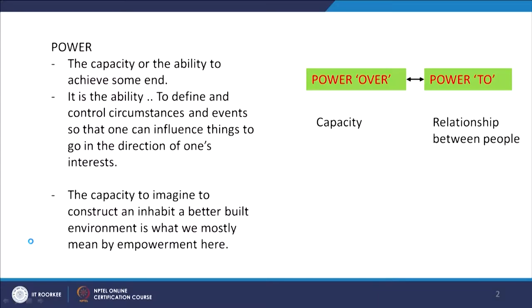In fact, there are two kinds of power which Dovey talks about, following various anthropological literature on power: power over and power to. Power over is basically one's capacity to influence or do things the way he wants to get them done. It talks about a capacity so that one can get things done from others.